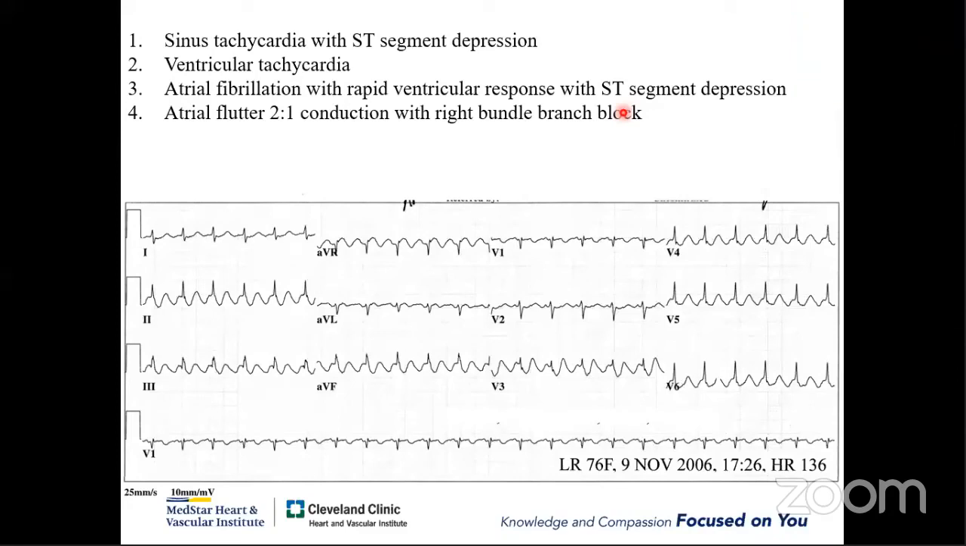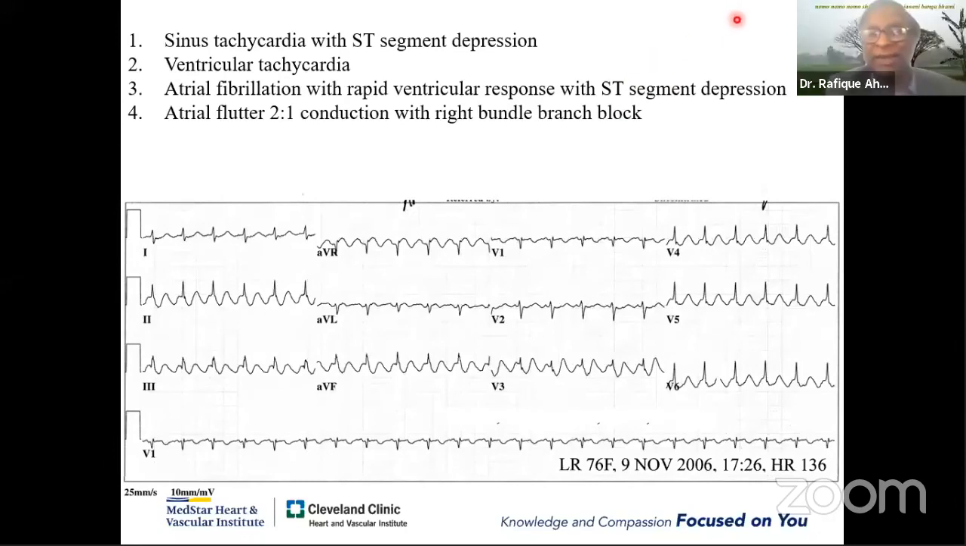We stop the poll. I've shared the results. Okay. So I'm happy that more people are answering these questions. Sinus rhythm, yes, it's a possibility. Rate is 136. And if you look at lead V1, there is a P wave before each QRS complex. And that makes us think sinus tachycardia.